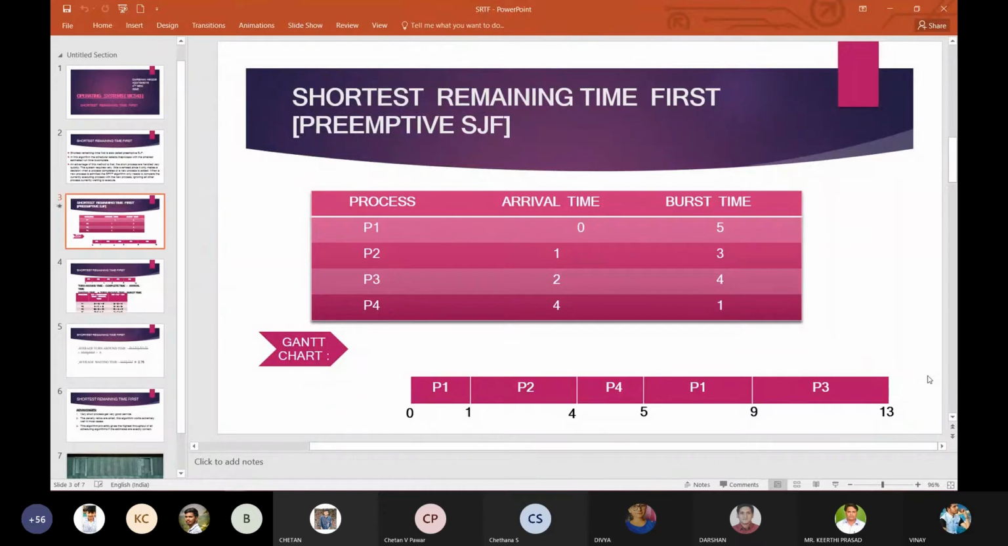The CPU starts comparing these processes. Here, P4 has the least burst time. Hence, P4 will be completely executed from 4 milliseconds to 5 milliseconds. Again, P1 and P3 will be in the competition. Here, P1 and P3 have the same burst time, that is 4.